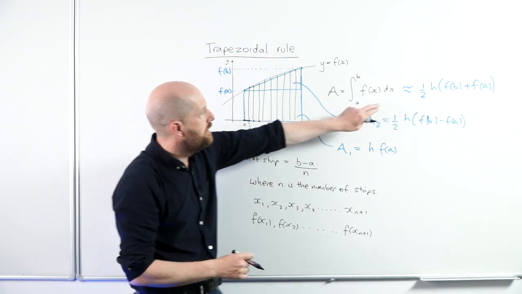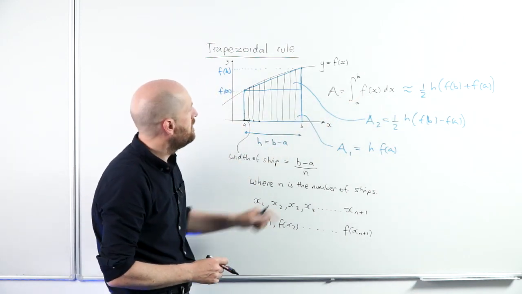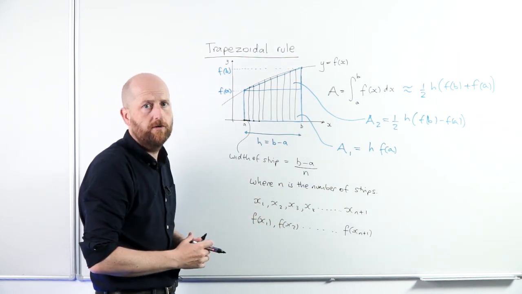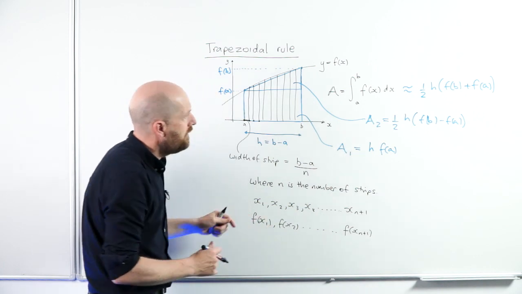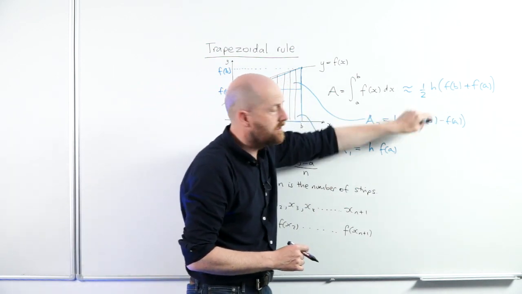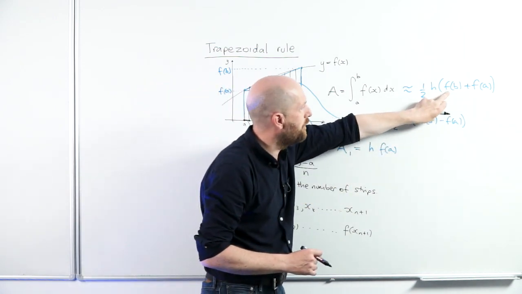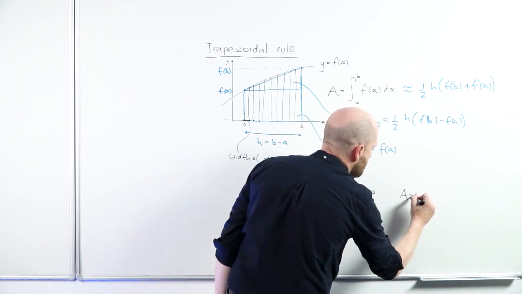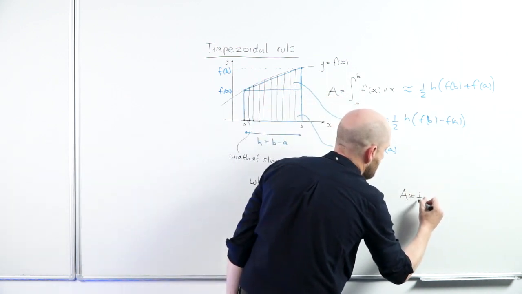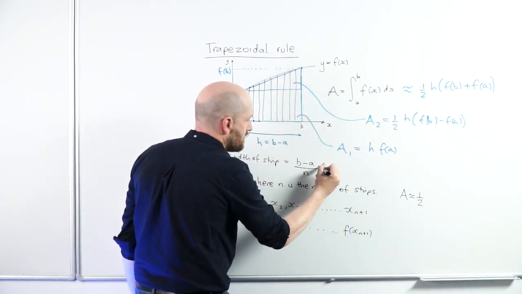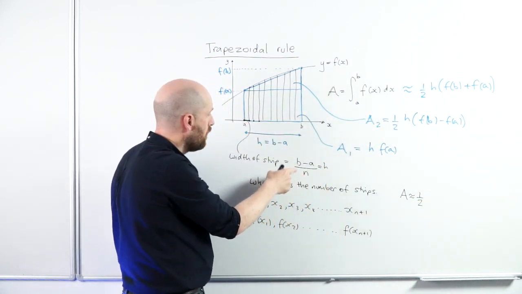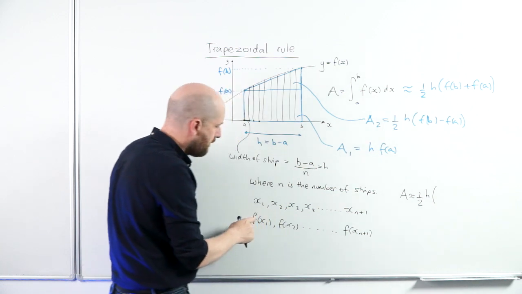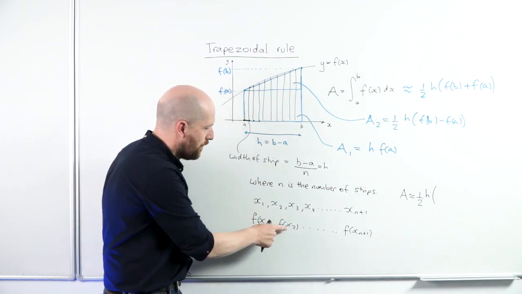And then I can form the little area for each of these trapezia. I use the same formula, and I can add them all up and get a really good approximation to my area. The final formula is that you add up all of these values of my function f. My area is approximately a half times this width h, which is now a much smaller width than the original one, multiplied by a whole load of function evaluations at x1, x2, etc.